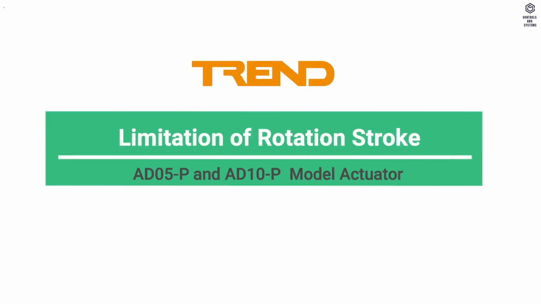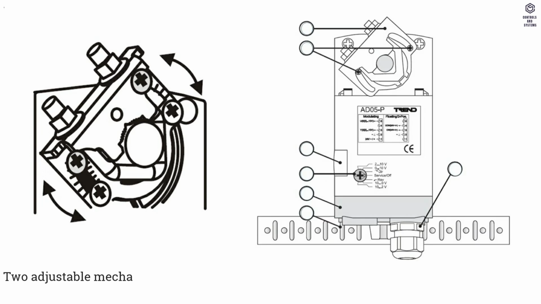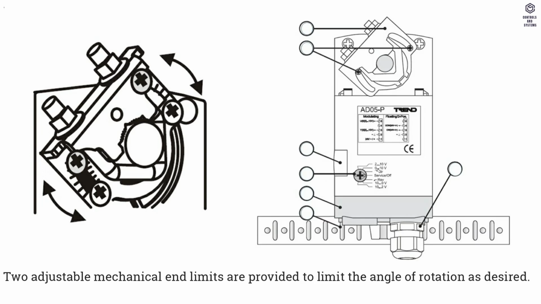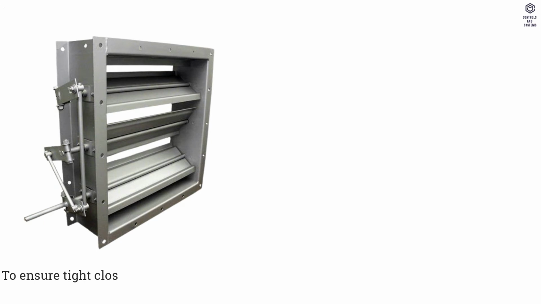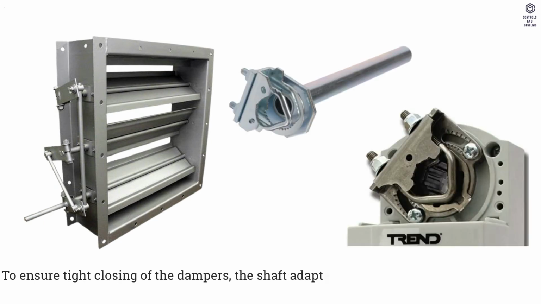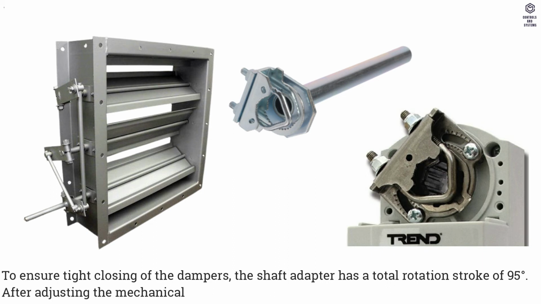Limitation of rotation stroke. 2 adjustable mechanical end limits are provided to limit the angle of rotation as desired. The mechanical end limits must be securely fastened in place. To ensure tight closing of the dampers, the shaft adapter has a total rotation stroke of 95 degrees. After adjusting the mechanical end limits, the user should trigger adaptation.